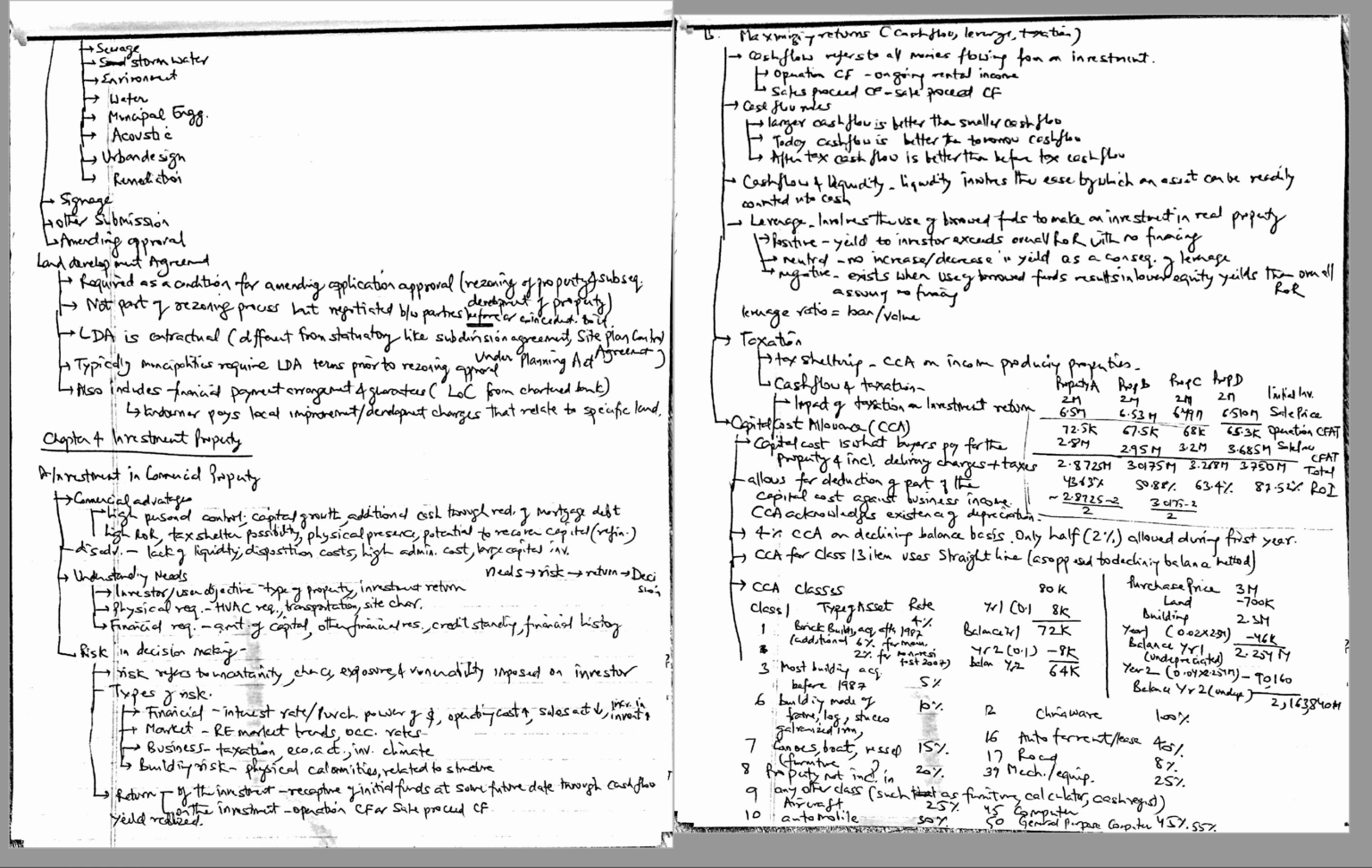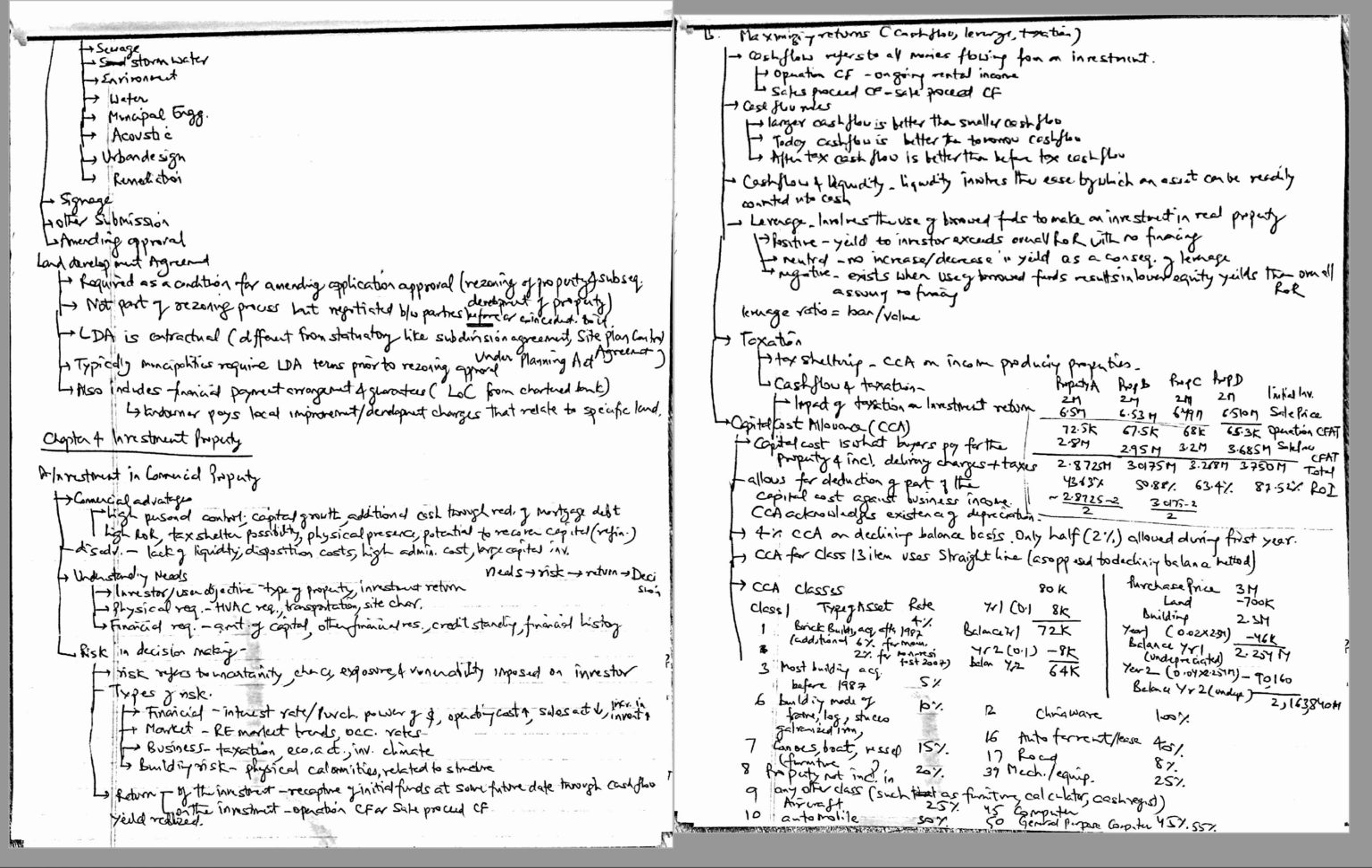lease versus own, type of ownership, etc. Physical requirement means specific needs like HVAC requirement, transportation, site characteristics, and also there could be financial requirements like amount of capital, other financial resources, credit standing, financial history, etc. What are the risks in the decision making?